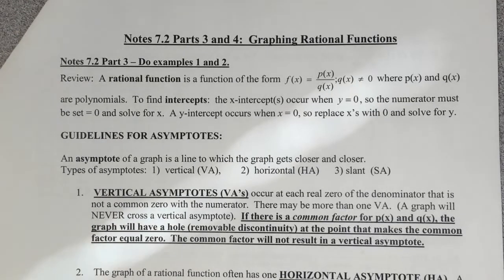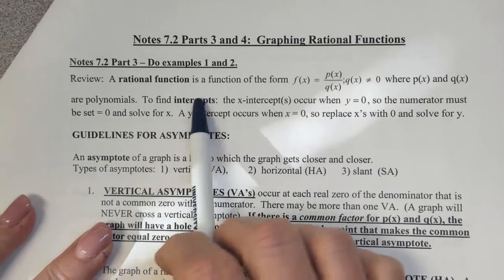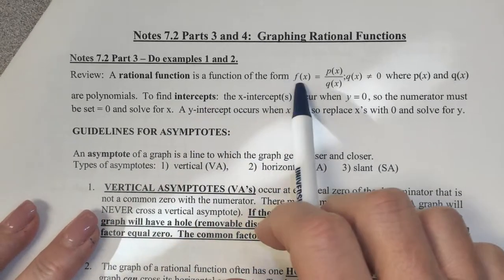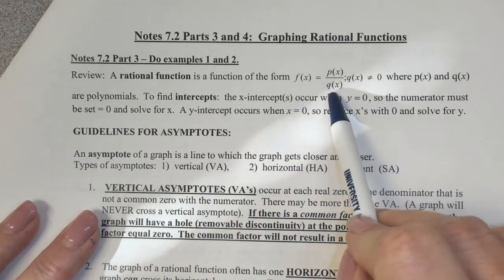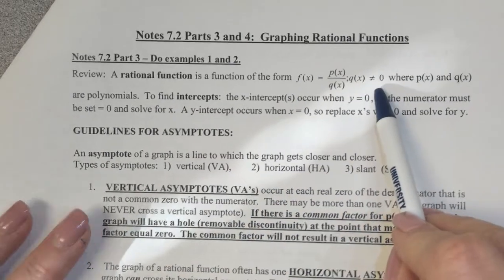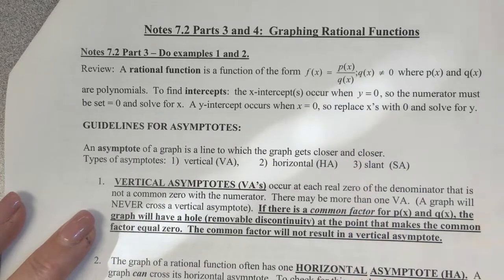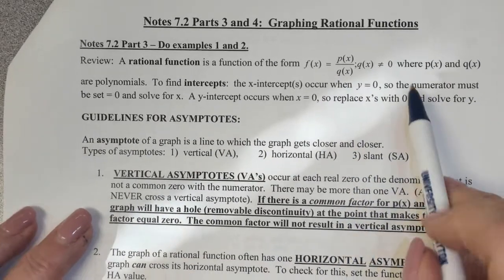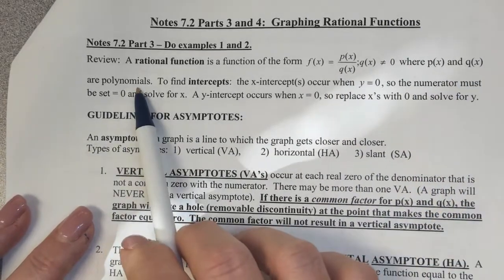All right, guys, so we're going to look some more at these graphing rational functions, taking a look at them and figuring out all the rules for them. In the first part here, it's talking about how a rational function just means we've got f of x equals p of x over q of x. Q of x can't be 0. If q of x is 0, then we're going to get what's called a vertical asymptote. P of x and q of x are polynomials.